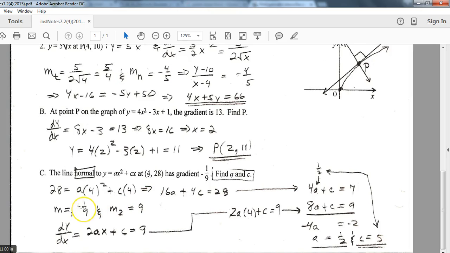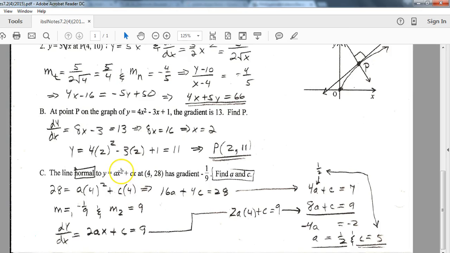Remember on this one also that they gave us a slope of -1/9, but because that is the normal, that must mean that the original is just +9/1. So here my gradient is 9. So in this case, I'm going to set the derivative equal to 9 to get a second equation.